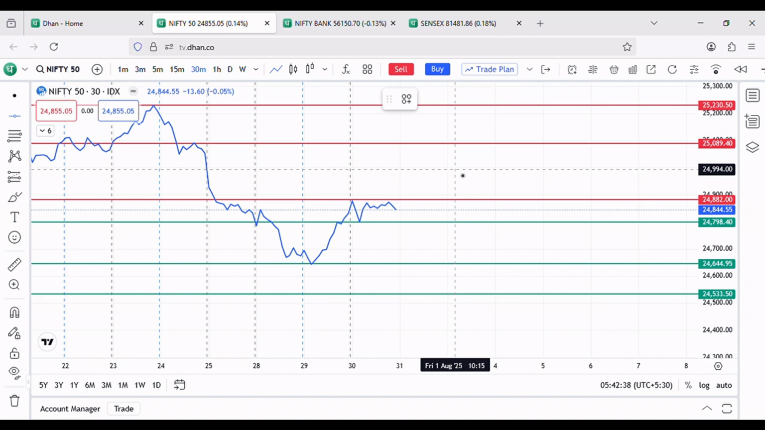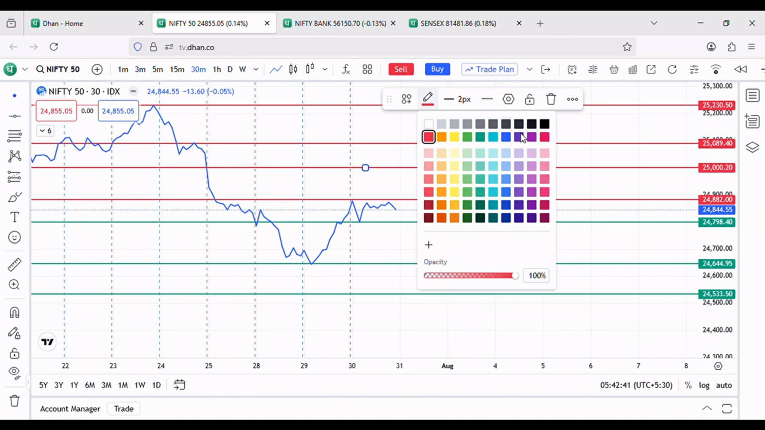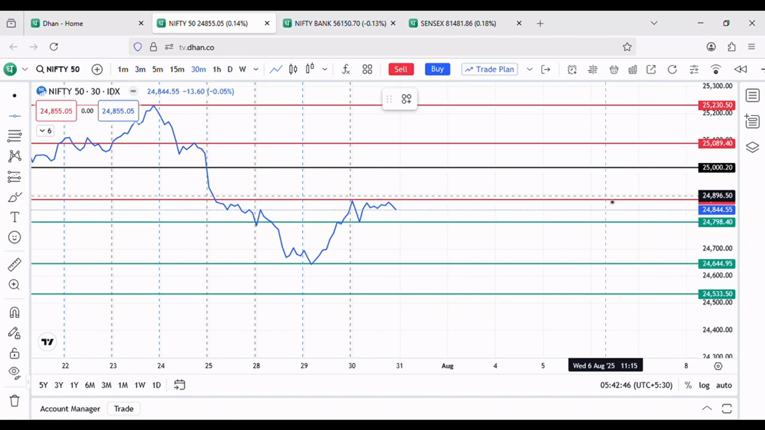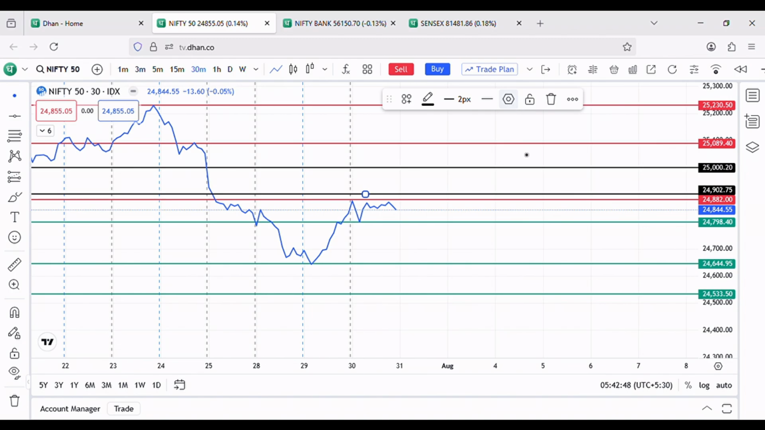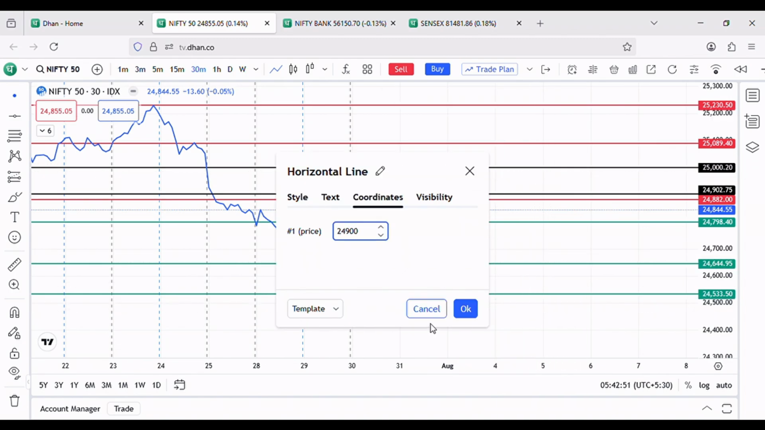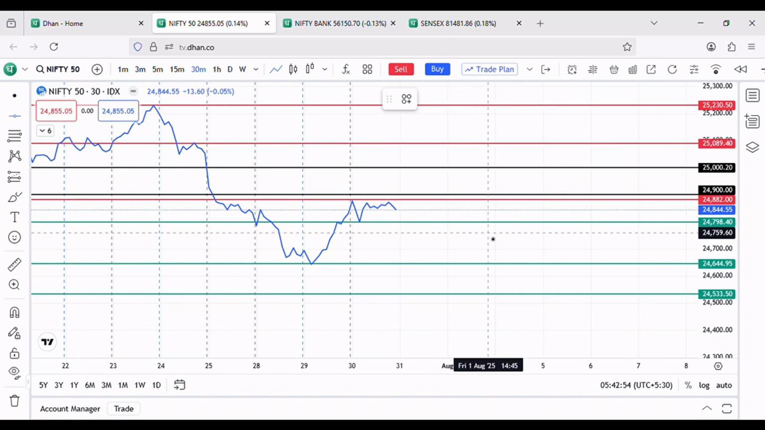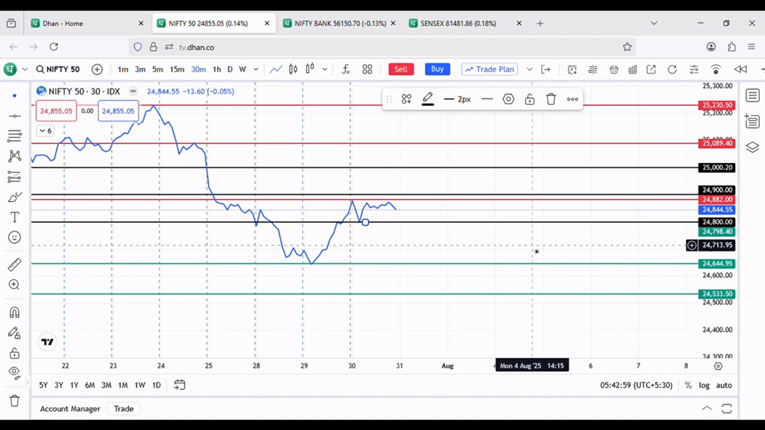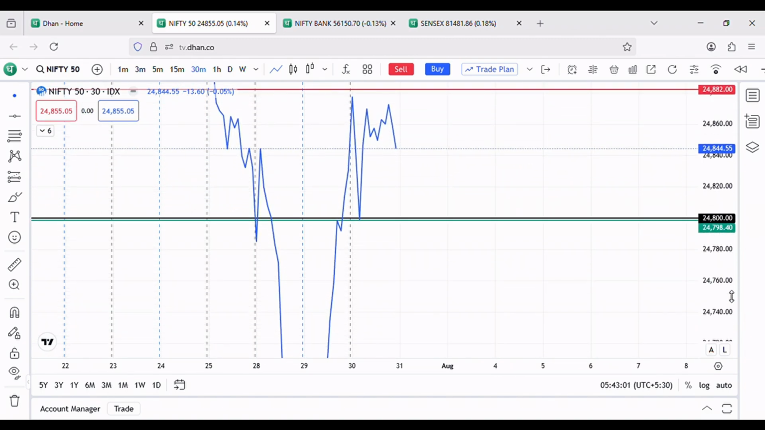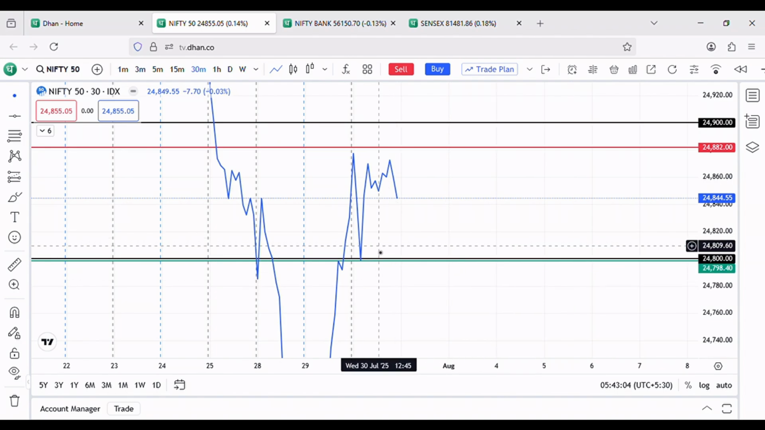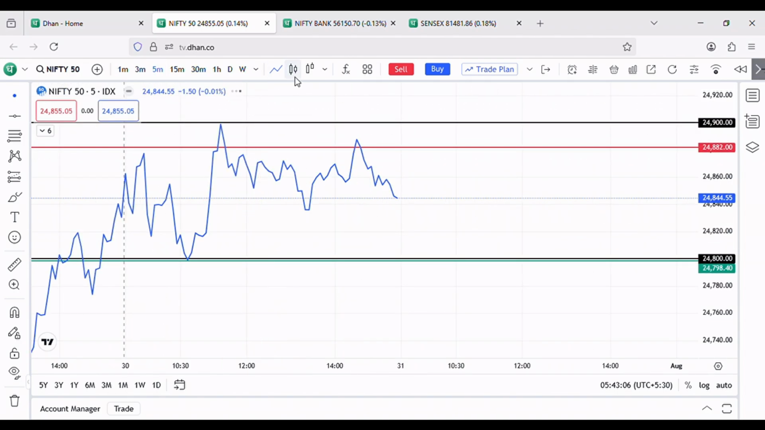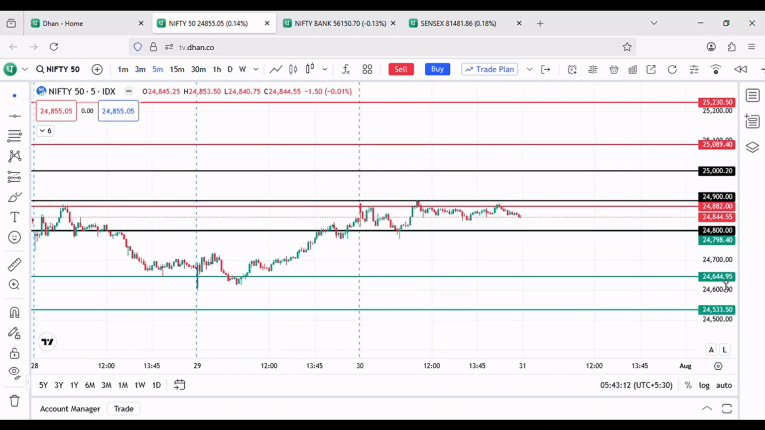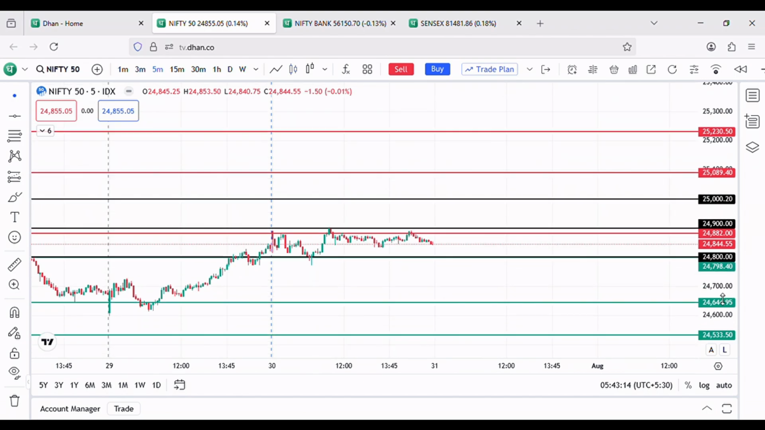Then we can mark the important key levels, the round numbers: 25,000, 24,900, 24,800, because these are the important round numbers. See, support is very near to the round number. You can pause and mark.